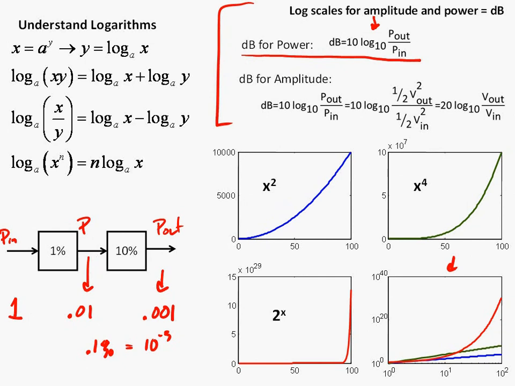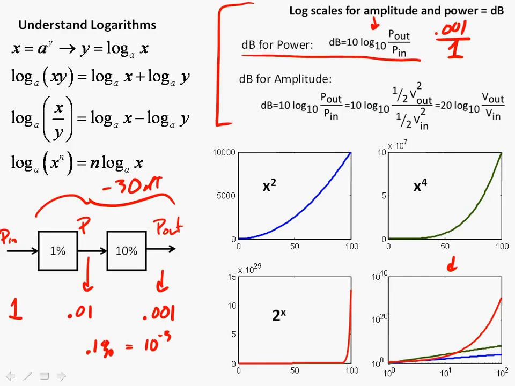So for our case, the power out is 0.001. The power in is 1. This is obvious. This is 10 to the minus 3. Log base 10 of that is minus 3. 10 times that is minus 30. So this system cascaded together has a loss of minus 30 decibels.